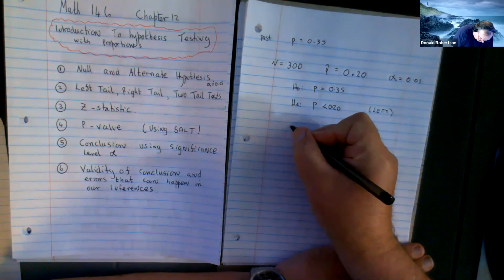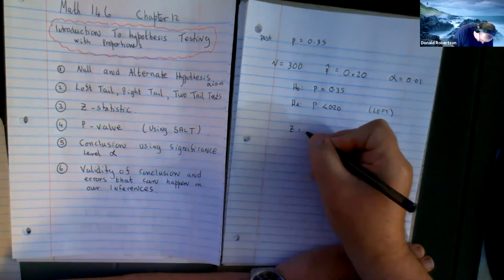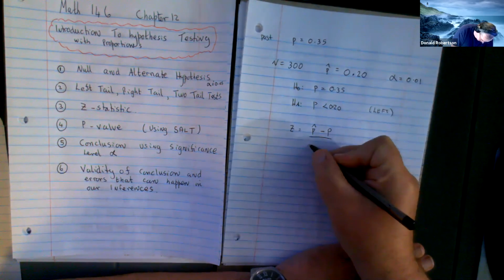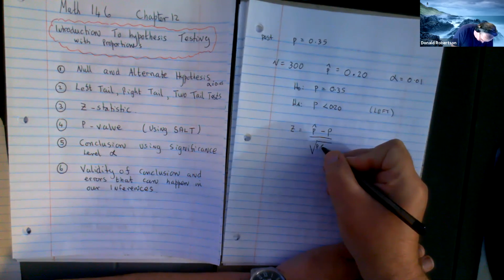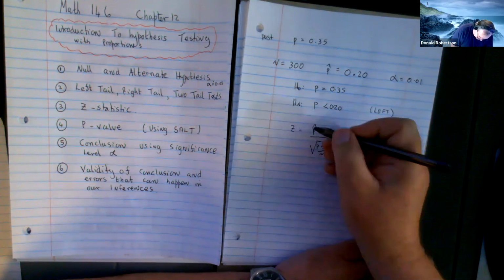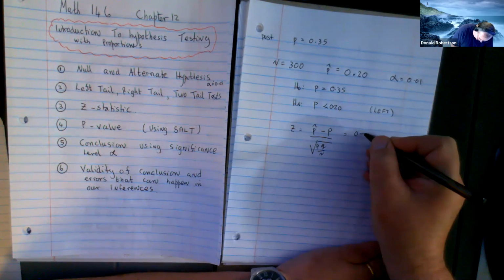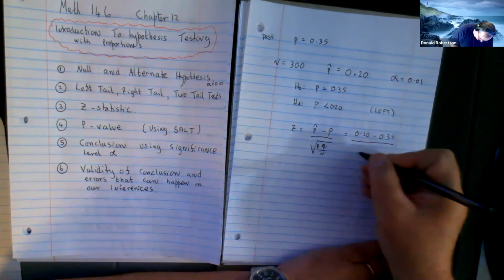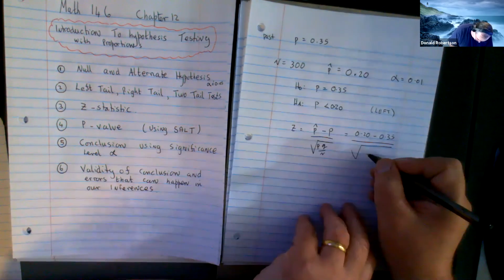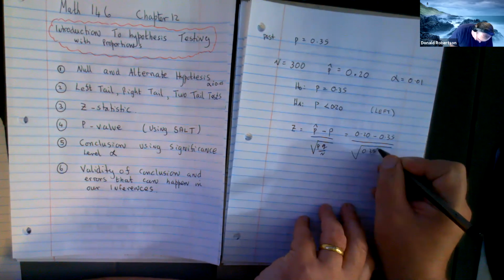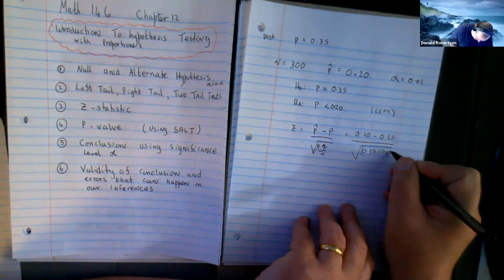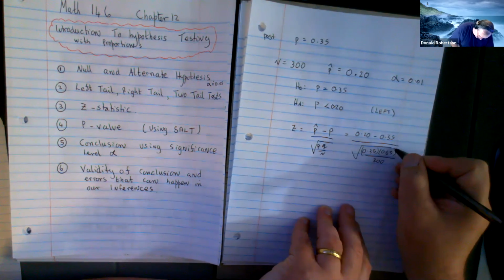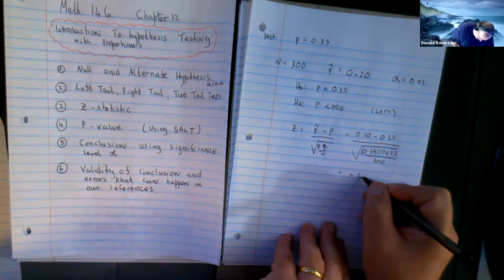So we want to get our Z-score, and it is P hat, take away P over the square root of PQ over N. So P hat is 0.2, P is 0.35, and Q is 0.65, and N was 300. So that's going to be negative 0.15 on the top.